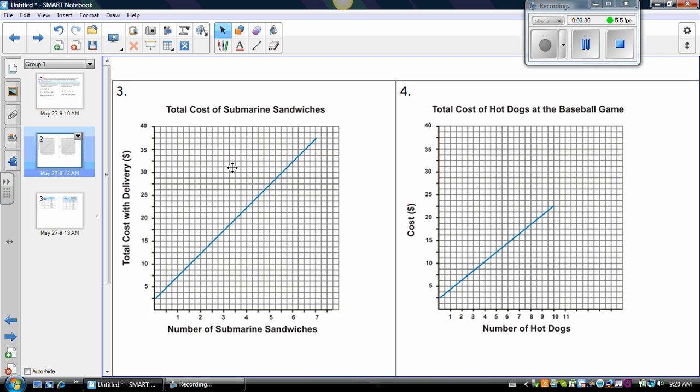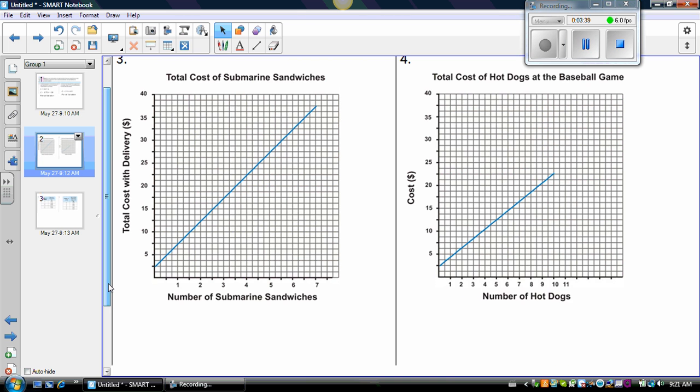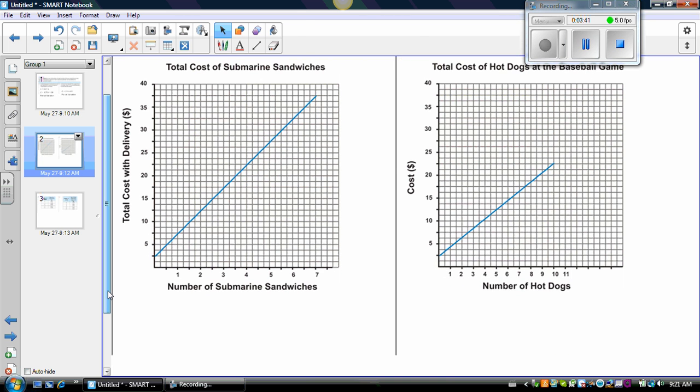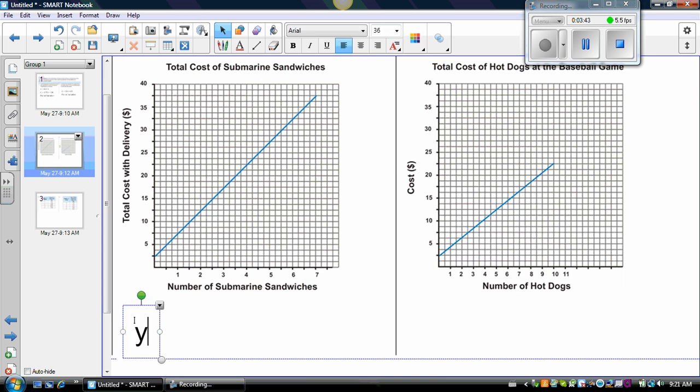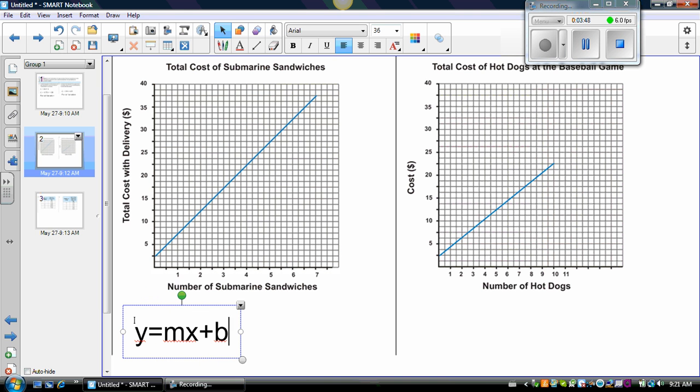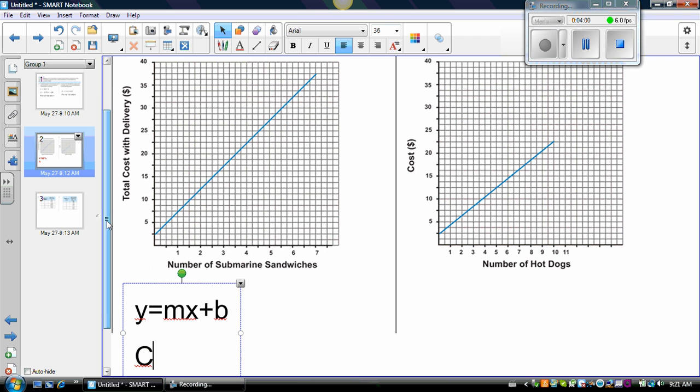Next question, number 3, total cost of submarine sandwiches. So we have an example of a graph here. Once again, we need to come up with an equation, and once again, our equation has to be in the form y equals mx plus b. Our y variable here is our dependent variable on the vertical axis. It's total cost. So I'm going to use C to represent total cost.